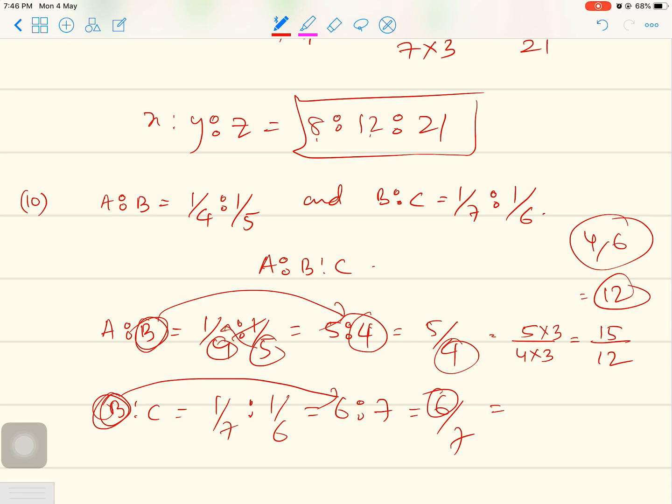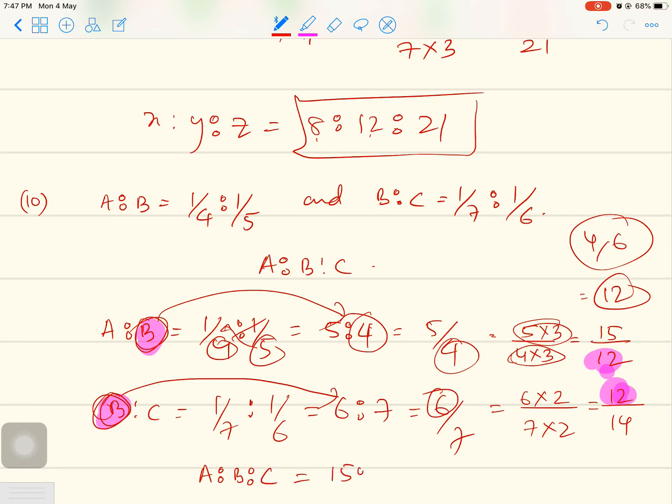How can I make the lower one 12? Multiplying 6 by 2. So 7 also by 2. By the way, whatever you do down here, the same is to be done up here. So 12 by 14. Is the b same now? Let's check. Yes, this is 12. This is also 12. b is same because here the second one is b, this is 12, and here the first one is b, that's also 12. Okay, let's combine. So a is to b is to c would become 15 is to 12 is to 14. And that is my answer.